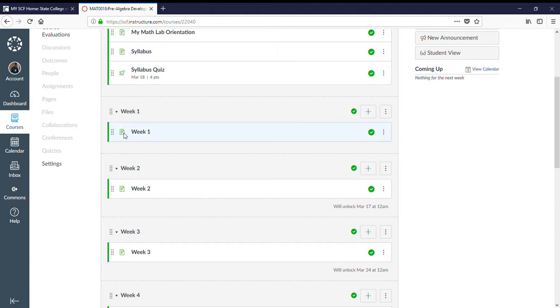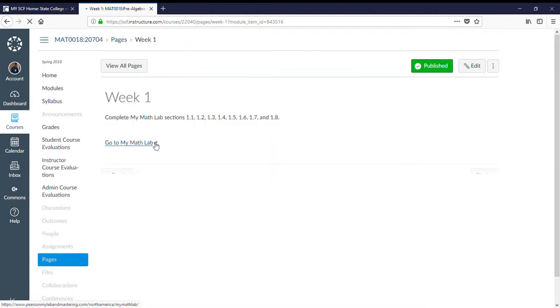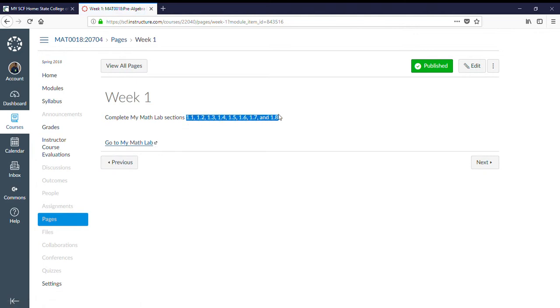And then, like I said, the weeks will open up throughout the course. If you click on the week schedule, there's nothing fancy in there. It just tells you what you need to do, and then it links you straight to MyMathLab. So you can click on that link, or you can just have a separate MyMathLab page open. You don't really have to check Canvas that often.